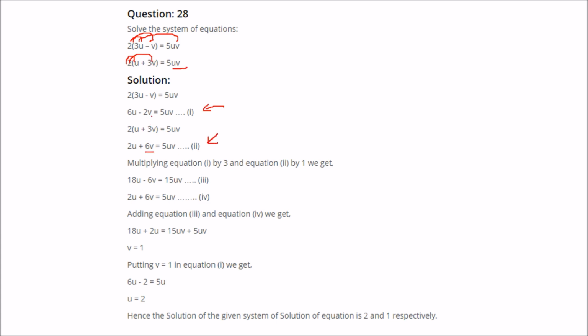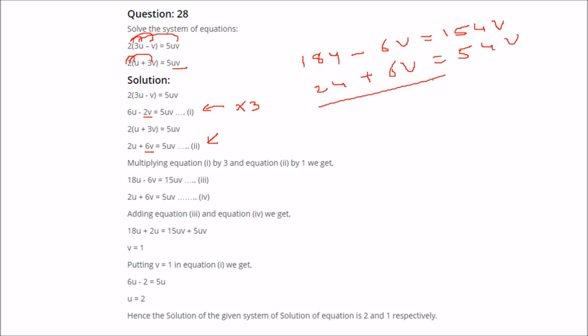Now what you can do here is, this is 6v and you have a minus 2. Just multiply this equation by 3. You get 18u minus 6v equal to 15uv. And what you have here, 2u plus 6v equal to 5uv. Now just add these two equations. This gets cancelled. 18 plus 2 is 20u, and 15 plus 5 is 20uv. u gets cancelled, 20 gets cancelled, v is equal to 1. So v is equal to 1. Put it in any of these equations, either this one or this one, you get u equal to 2.